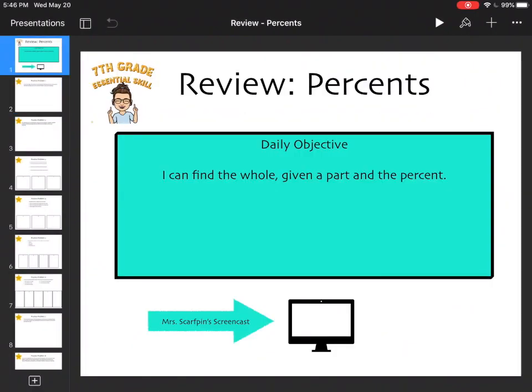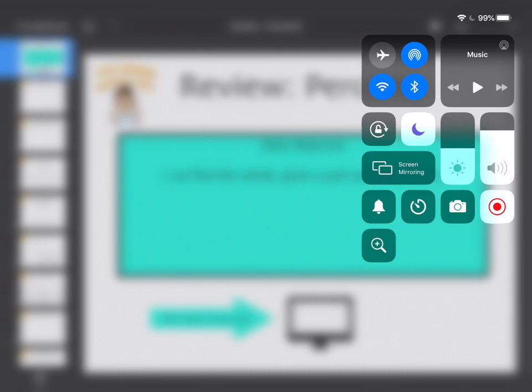Okay, so for today we're going to work on percents. I can find the whole given the part of the percent, so we're going to be using a lot of tables.